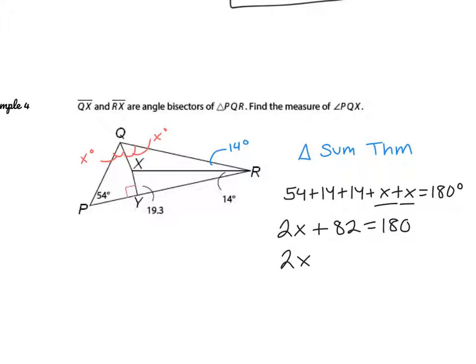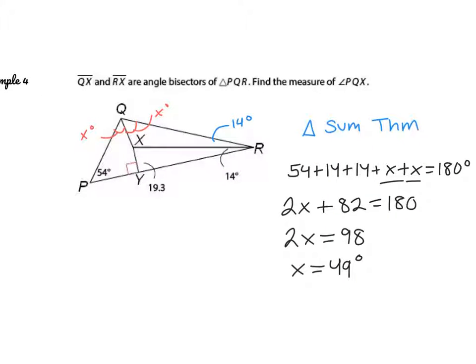So 2x plus 82 equals 180, so 2x equals 98. So that means that x equals 49 degrees. So again, they would like us to find the measure of angle PQX, and that is one of the angles we just found. So angle PQX equals 49 degrees.